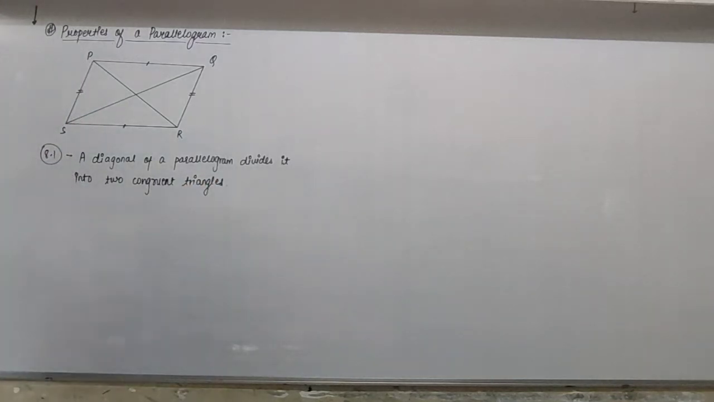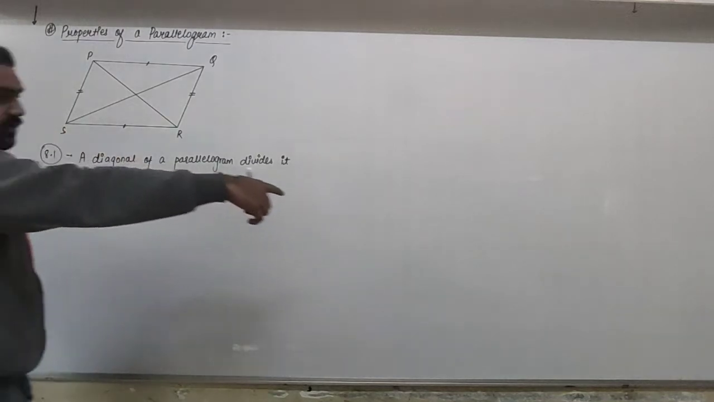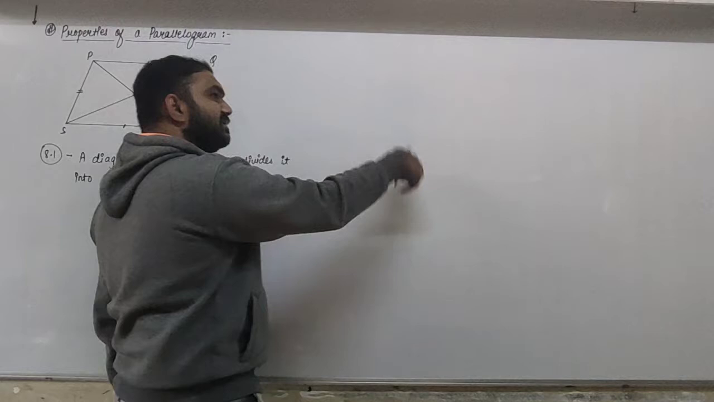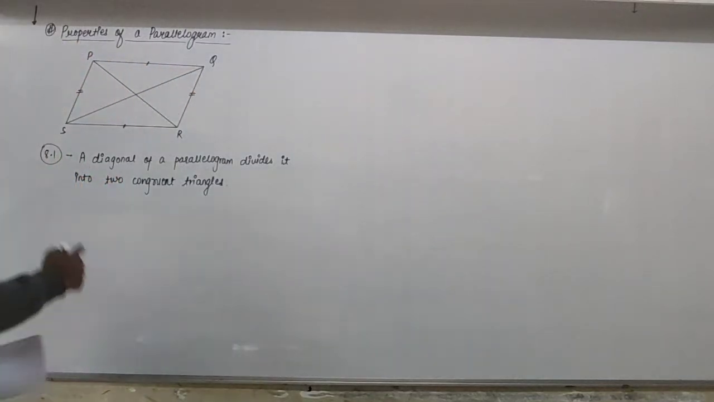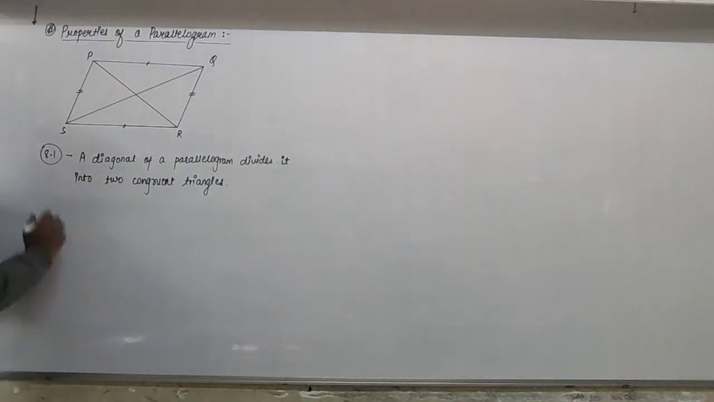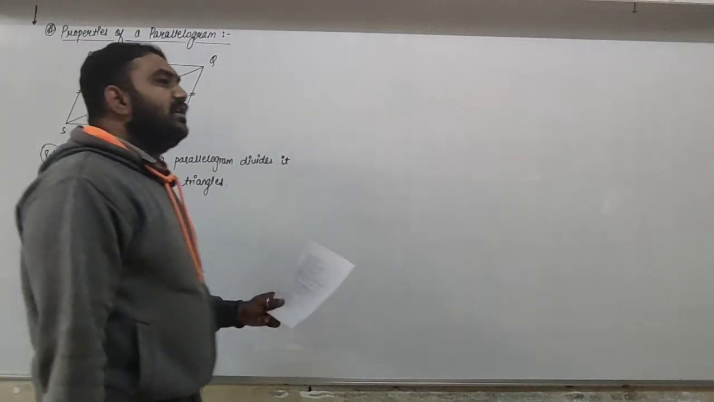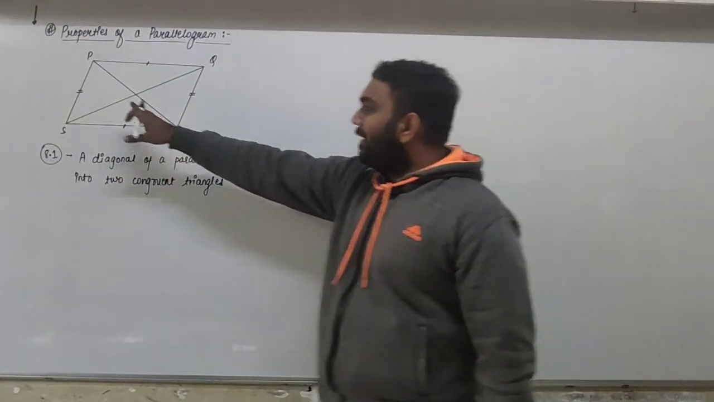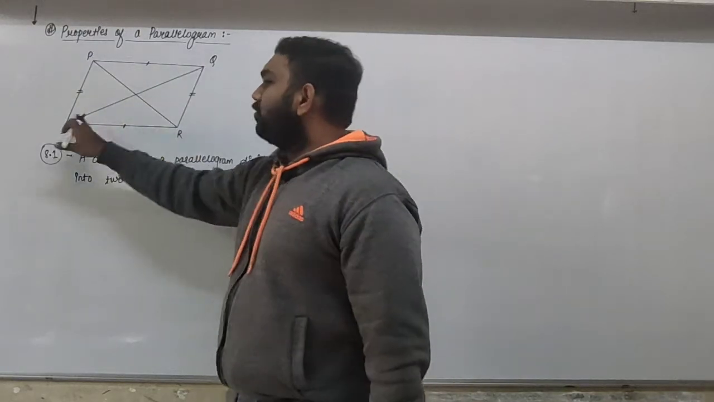Right? As I said, the earlier point, number 7, was that a diagonal of a quadrilateral divides it into two congruent triangles or two triangles of equal areas. So if the two triangles are congruent, then by simplicity we can say that their areas will also be equal. Take any one diagonal, PR or QS.